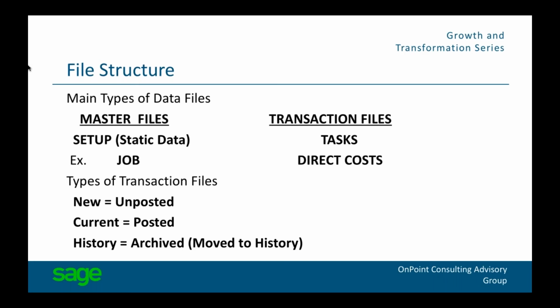Then we also have a history file, and that is more of an archived file. You can have it in a different data folder if you want to, but it can also reside in the data folder with your live company files in it. You actually have to tell it to move from current to history, and then you also give it a date range for what it is that you want to move.